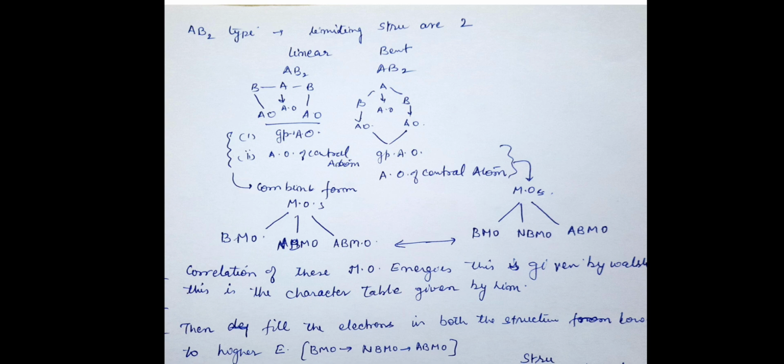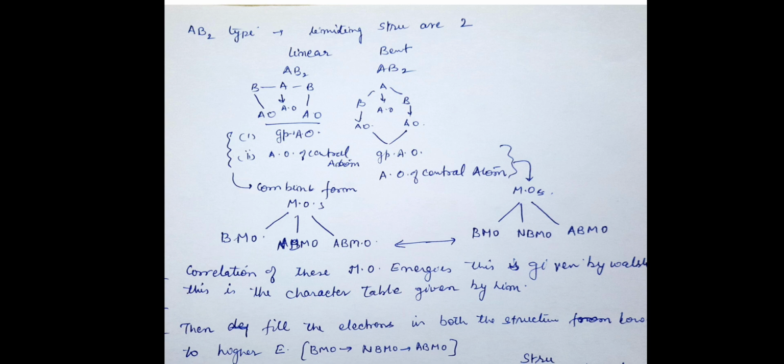Molecular orbitals are formed, they are of three types: bonding, non-bonding, anti-bonding. Again the same in the bent: bonding molecular orbital, non-bonding orbital and anti-bonding molecular orbitals. So we got three types of molecular orbitals of both the types of shapes. Correlation of these molecular orbital energies, this is given by the Walsh. Up to here, we can study in the molecular orbital theory.